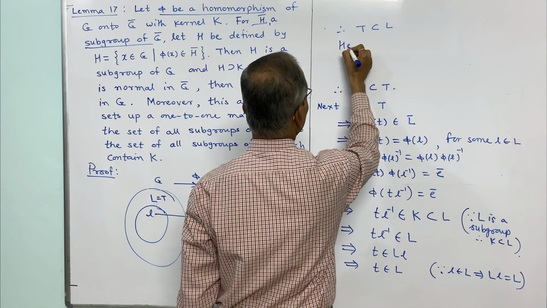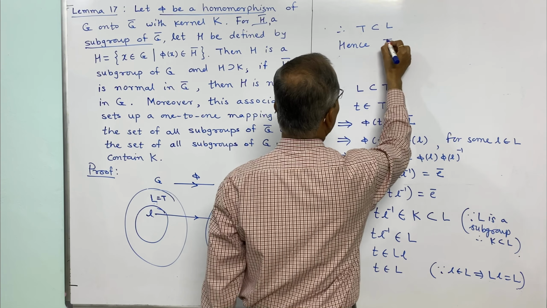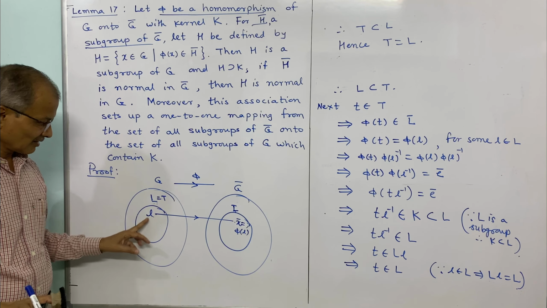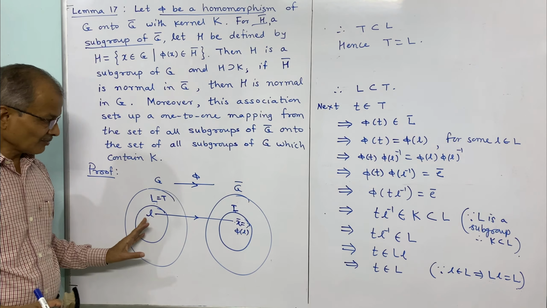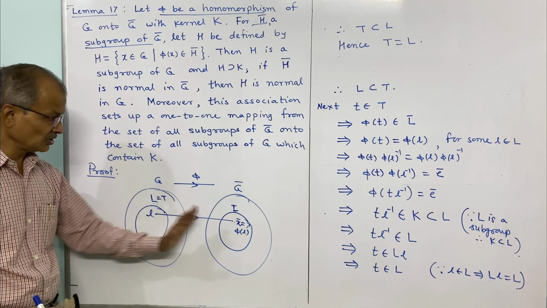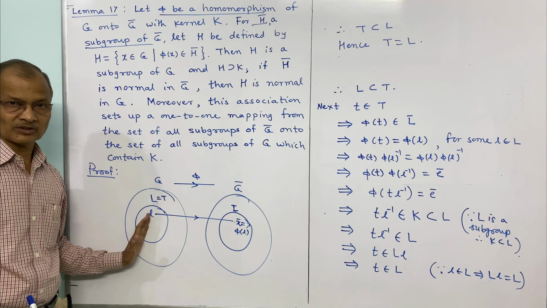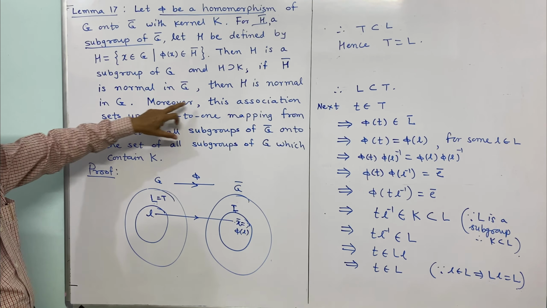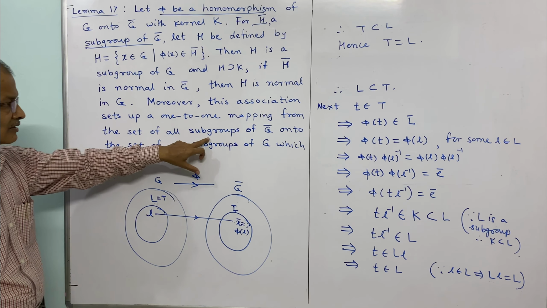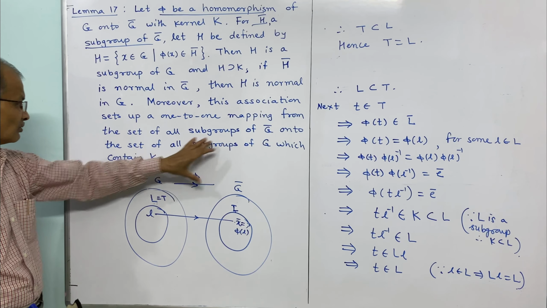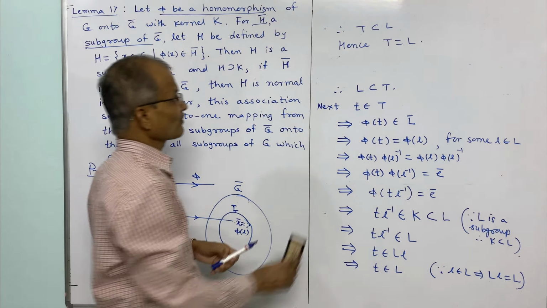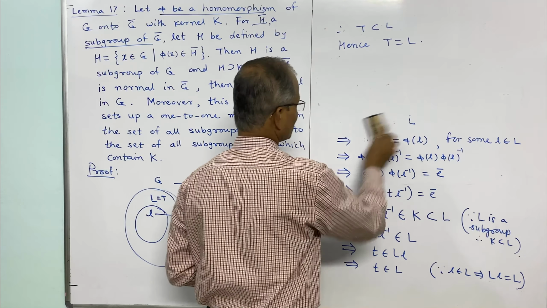Hence, T is equal to L. And thus these sets are the same, and that means there is a one-to-one correspondence between subgroups of G bar and subgroups of G. So that is what we wanted to prove. This association sets up a one-to-one mapping from the set of all subgroups of G bar onto the set of all subgroups of G which contain K. So thus this proves the lemma.